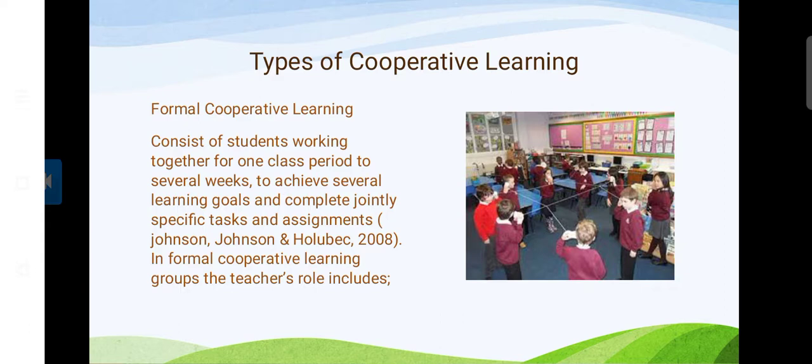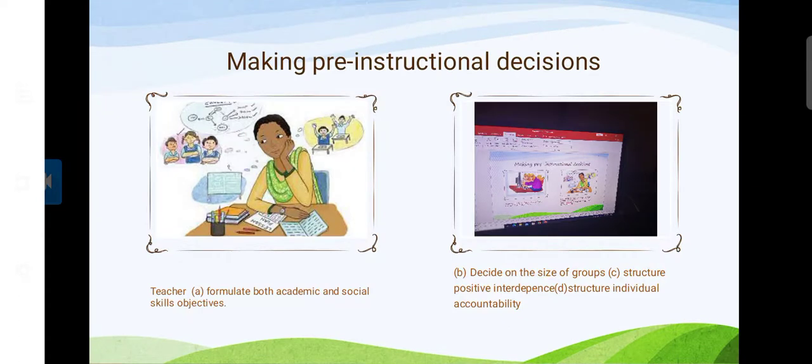In formal cooperative learning groups, the teacher's role includes, first, making pre-instructional decisions. This means that the teacher formulates both academic and skills objectives, and decides on the size of the group, structure, positive interdependence, and structure of individual accountability.